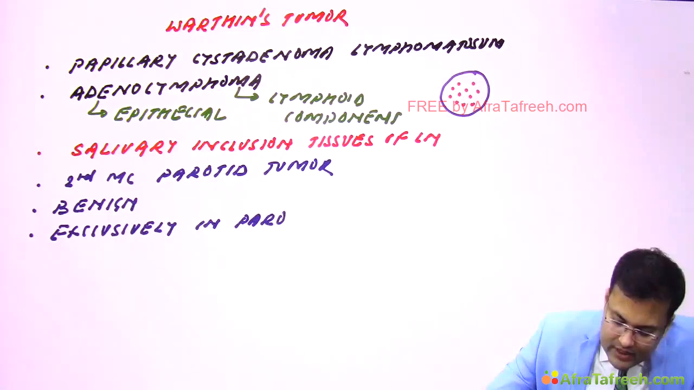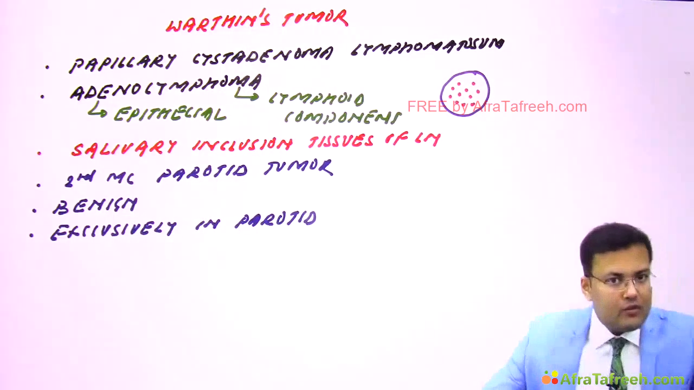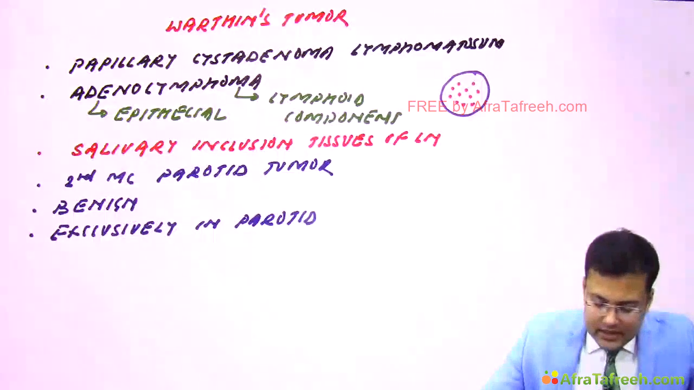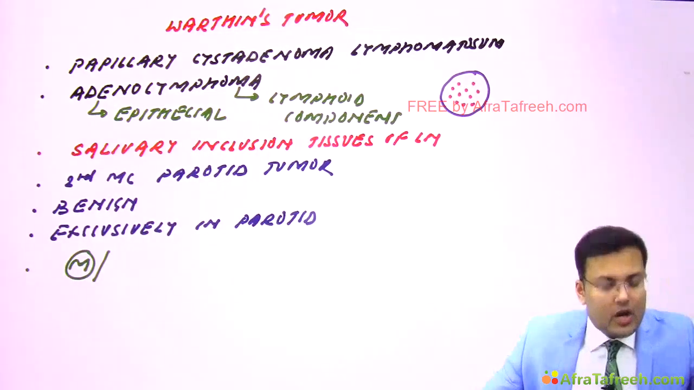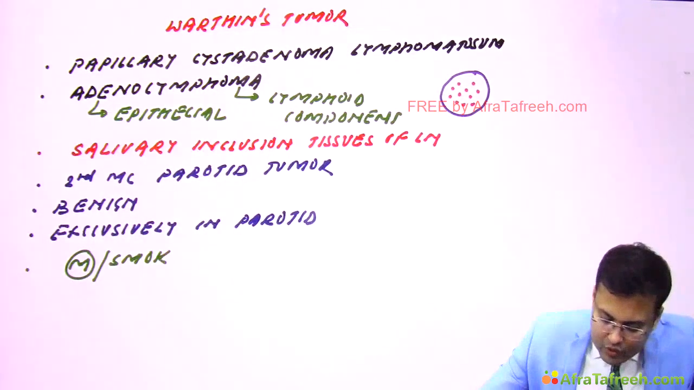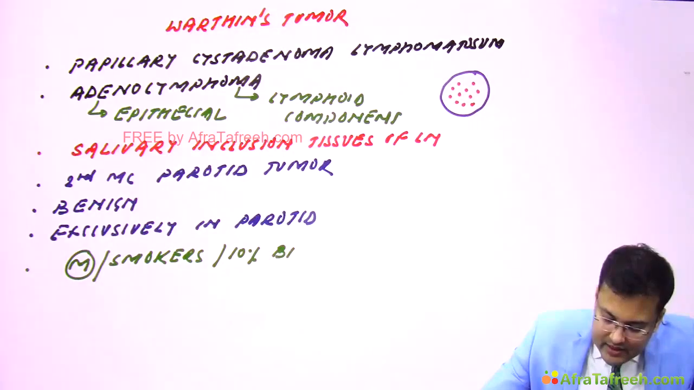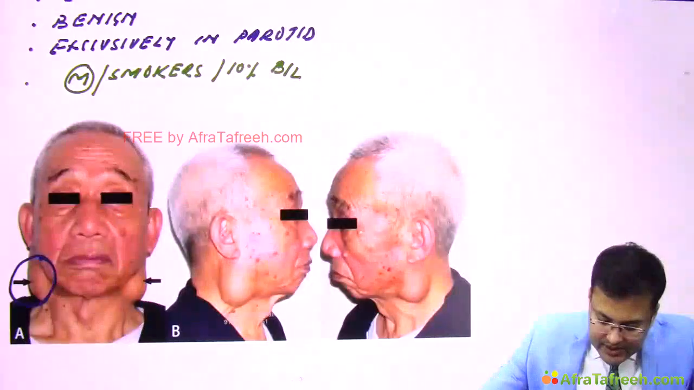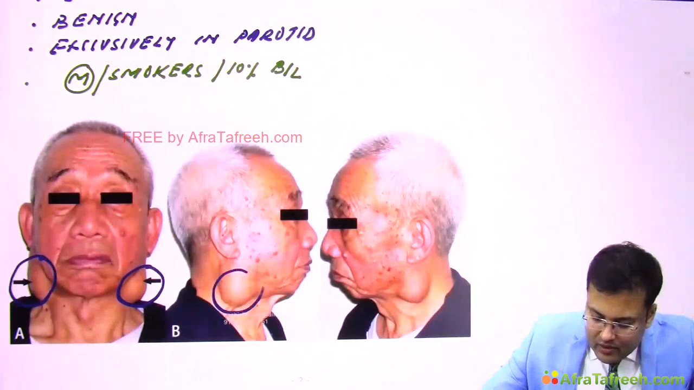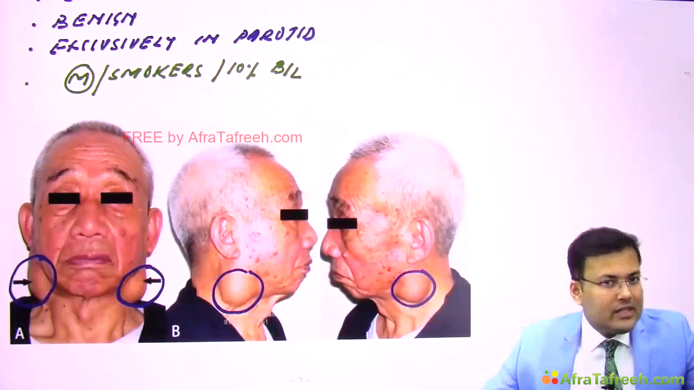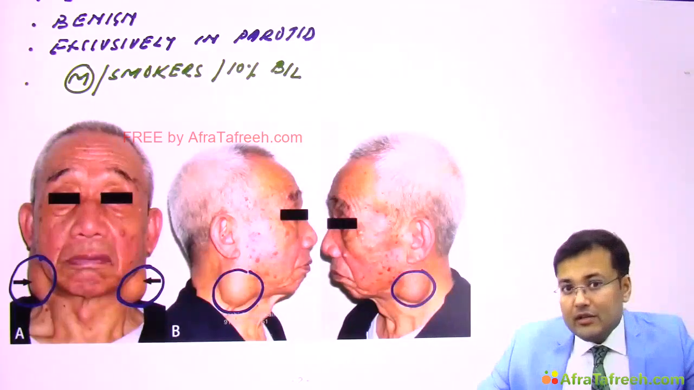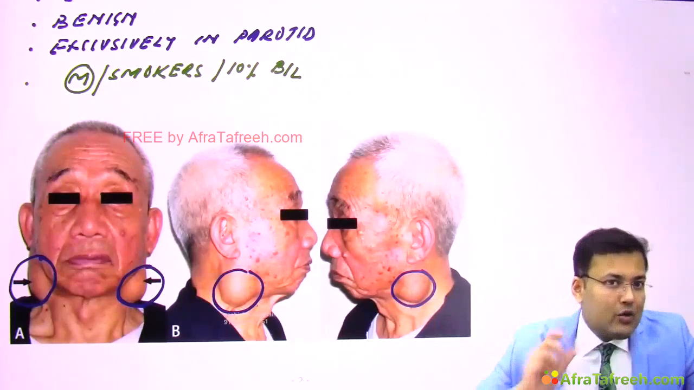Clear? We discussed that most salivary gland tumors are more common in females, but this is more common in males. Two special properties: it is more common in males, it is more common in smokers, and in 10% of cases it's bilateral. Now see how it looks. Here you can see this patient is having bilateral Warthin's tumor. It's benign, that's why this tumor has slow growth.